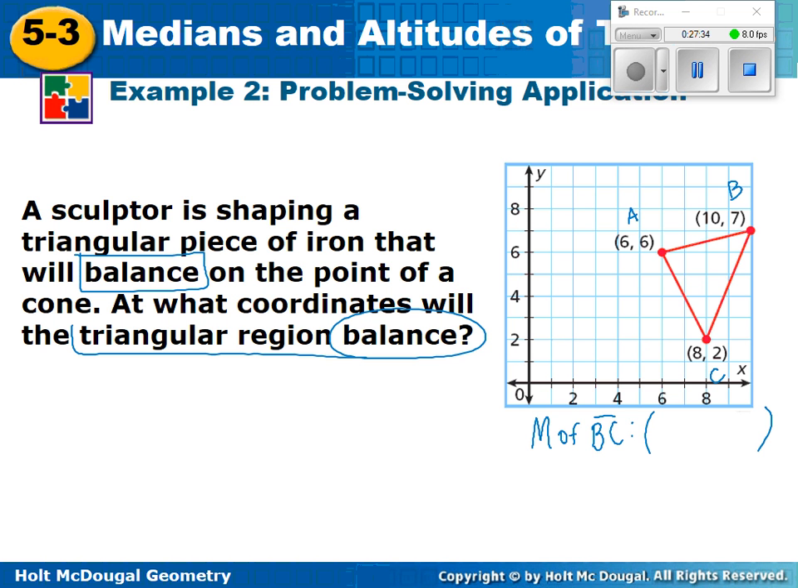Careful, I'm doing B and C. 10 plus 8 and divide it by 2. And then I'm going to add 7 plus 2 and divide it by 2. So we end up with 18 over 2 is 9, and 9 over 2 is 4.5. So that means we're going to plot the point 9, 4.5.